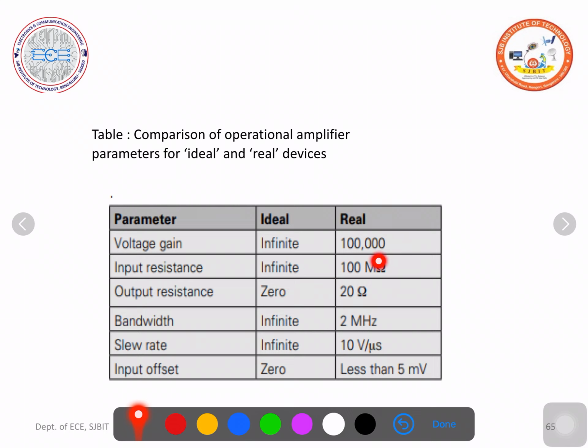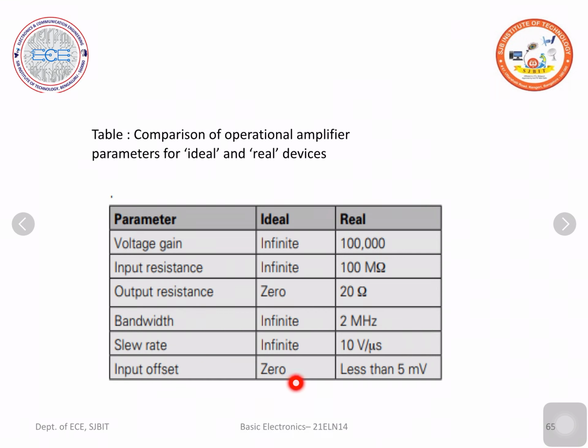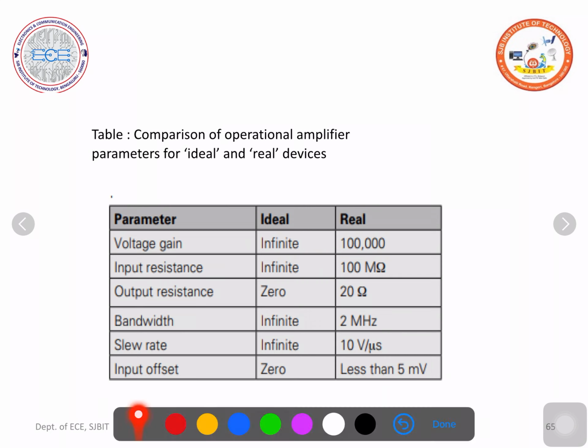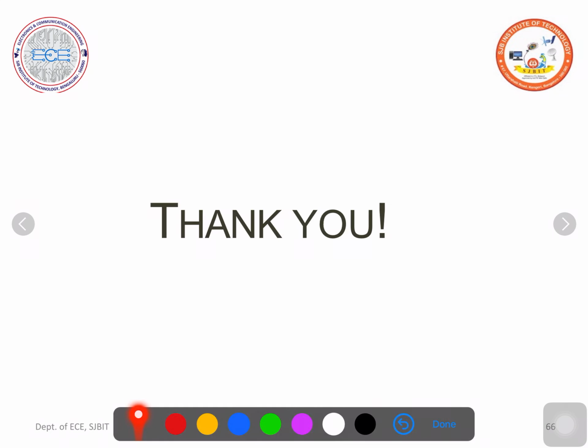So this table will give you the comparison between the ideal and real values. Just now we discussed the voltage gain: ideally infinity, real value is 1 lakh. Input resistance is infinity, but real value is 100 megaohms. Output resistance ideally 0, actually a very small value, ranging from 10 ohms to 100 ohms. Practically you can take it as 20 ohms. Bandwidth is infinite ideally, practically it is around 2 megahertz. Slew rate ideally infinity, but actually it is 10 volts per microsecond. Input offset voltage ideally is 0, but actually it is less than 5 millivolts.